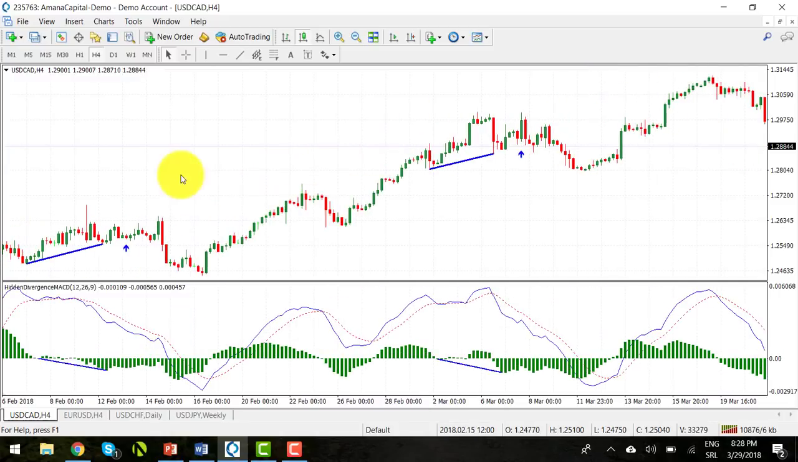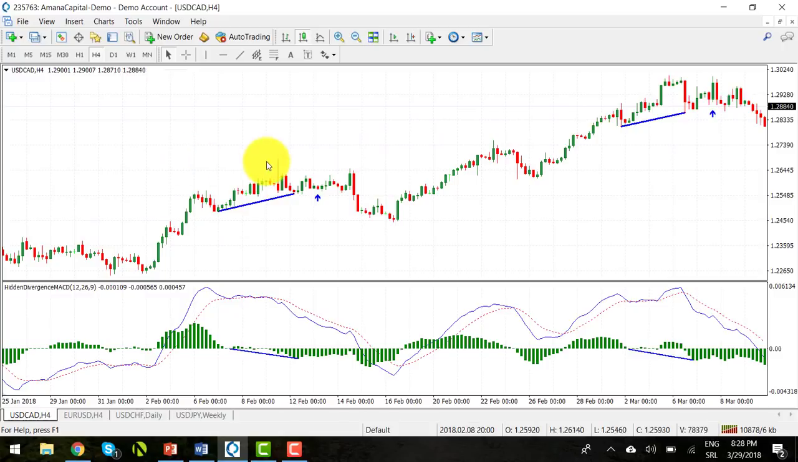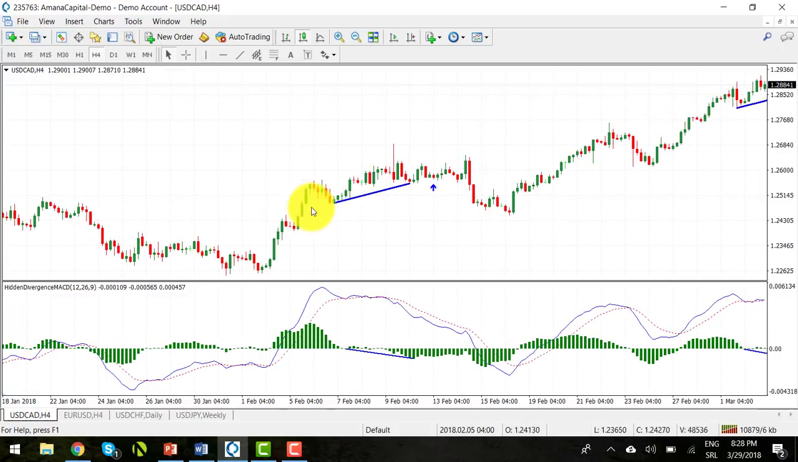So let's scroll to see some other examples, and we can immediately spot another example here. Again, we have a bullish hidden divergence, which is shown both on the chart and on the indicator itself. And the price made again a higher low, while the indicator made a lower low. So they diverge from each other, showing a hidden divergence.